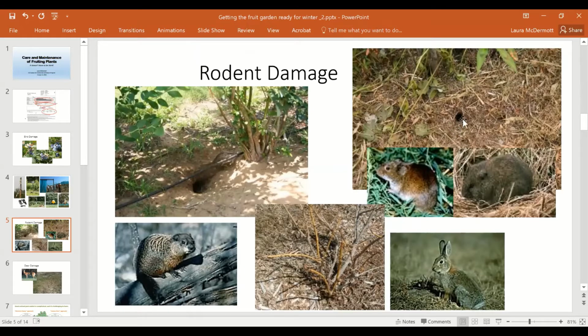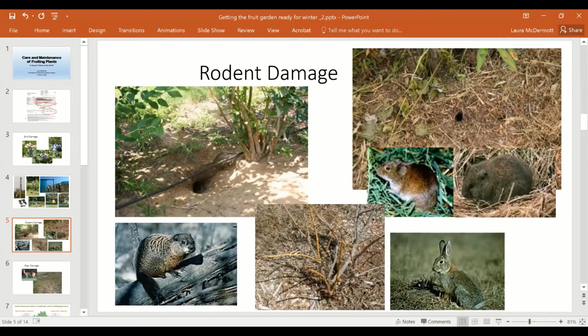And it looks pretty innocuous, right? This small little hole. But if you dug around in that mulch, these tunnels go all over the place. They chew on roots. They just disrupt the soil around the roots so much that the plant fails and doesn't get good root soil contact. So that's a real big problem. So voles are hugely problematic.